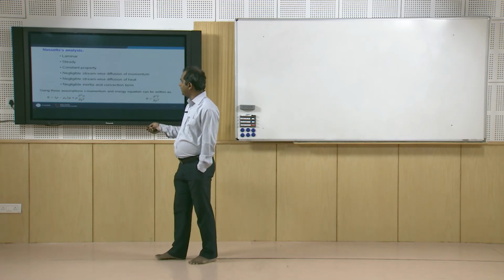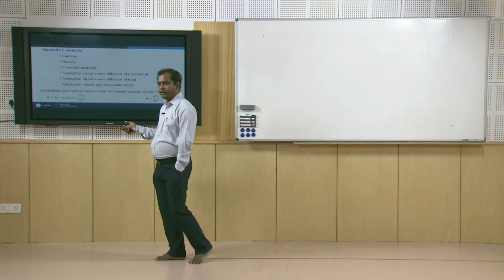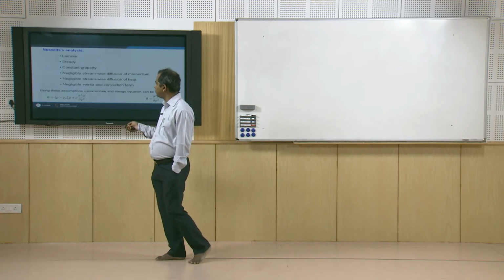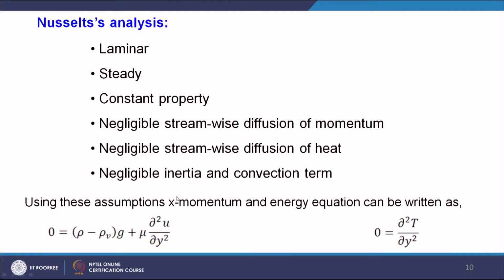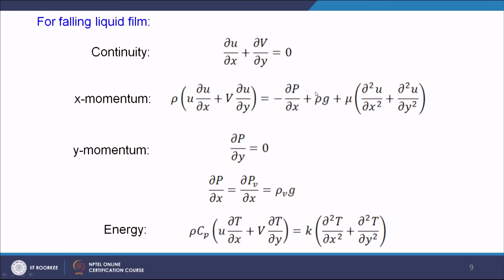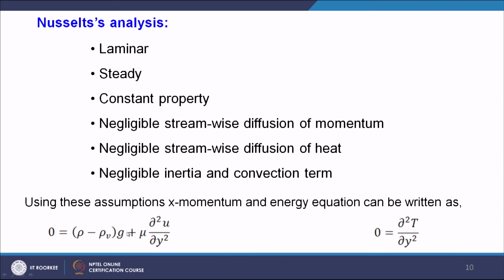This comes from the x momentum equation, where we have already cancelled the inertia. So 0 equals rho minus rho v into g. Where is this rho minus rho v coming from? You have del p del x over here, and del p del x equals rho v into g. If we put this into the equation, we get rho minus rho v into g. That term comes over here, plus only the crosswise momentum diffusion term remaining in the momentum equation.